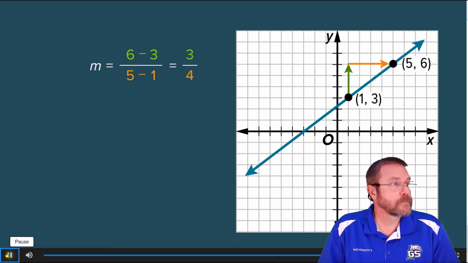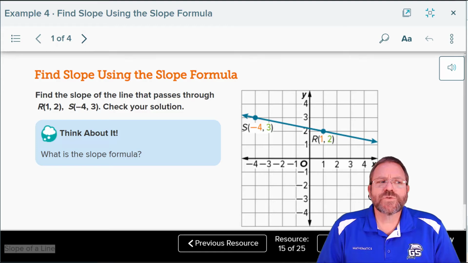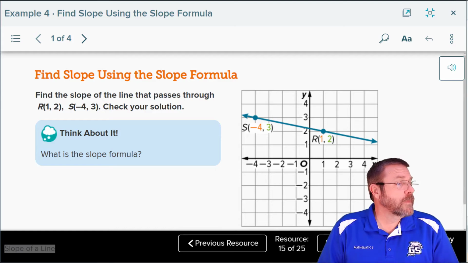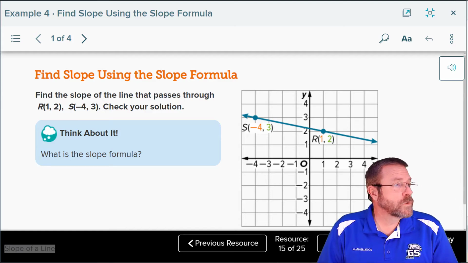Now simplify. The slope of the line passing through the 2 points is 3/4. Pretty simple, right? Just plug in your values, simplify it, easy math. And that leads us straight into example 2, where they give us point S and point R. They say find the slope of the line that passes through R, which is (0, 12), and S, which is (4, 3).